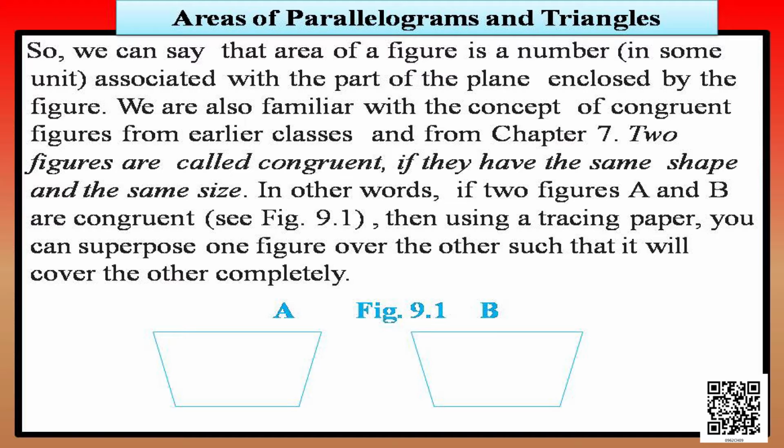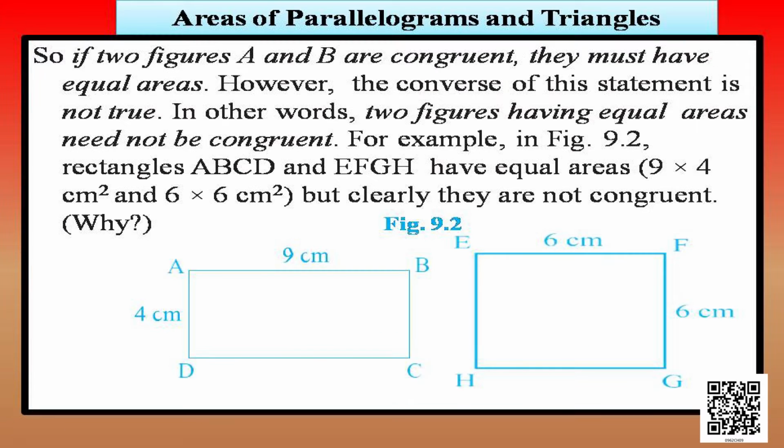So, if two figures A and B are congruent, they must have equal areas. However, the converse of this statement is not true. In other words, two figures having equal areas need not be congruent. So, let us discuss the example that is given in your book. We have rectangles ABCD and EFGH, and let us examine whether these two figures are congruent or not. Let me draw the figures first, then we will go for the discussion.